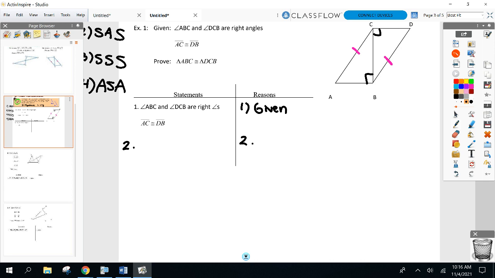All right, let's make a plan before we write down step 2. Anything else you can mark on the diagram by yourself? Zach? Reflexive. Which one? CB. Okay, everyone agrees CB is reflexive.